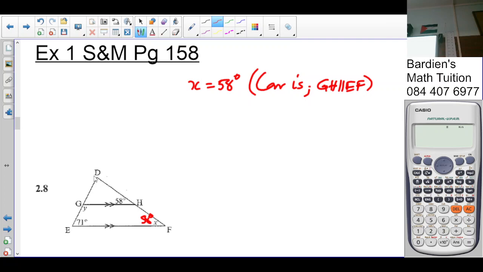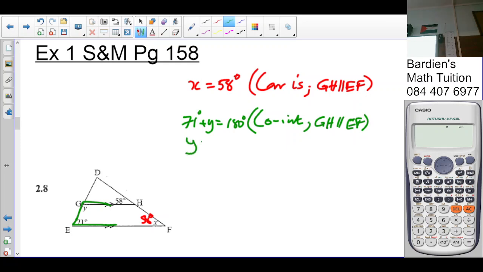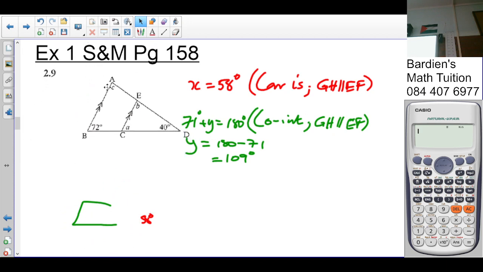Now what? Why? Can you all see the U being formed there? So 71 degrees plus y. y plus 71 is equal to 180. So interior angles, with GH being parallel to EF. So y is equal to 180 minus 71, which is 109. Is that correct? Okay, yeah, that's 2.8.